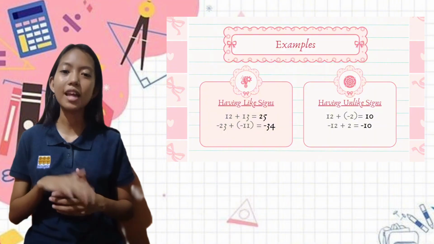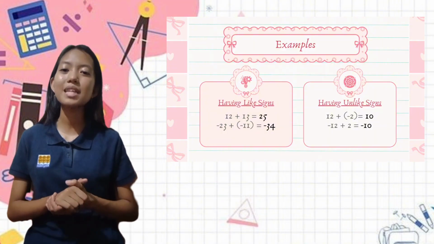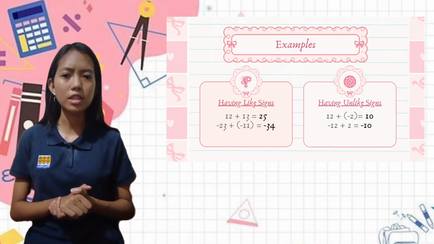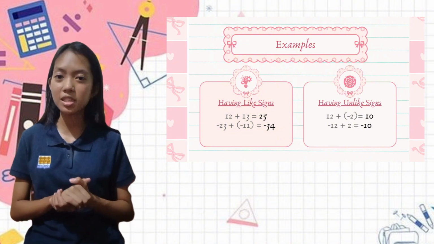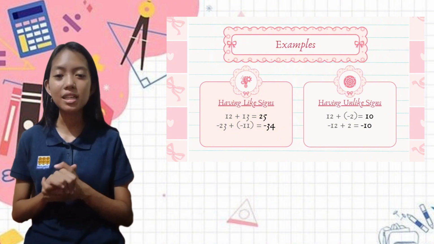Next will be the unlike signs. We have 12 plus negative 2 equals 10. Since they have different signs, we subtract the numbers 12 and 2, which is 10, and we copy the sign of the bigger number, the number 12, which is positive. That's why we got the answer, positive 10.